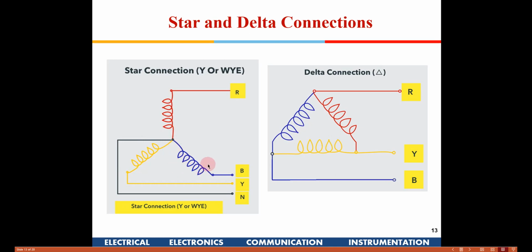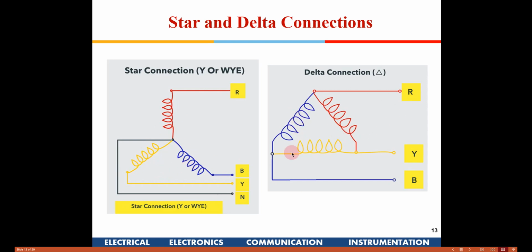Okay, so this is an efficient way of generating and transmitting electricity. Star means there are three coils connected in this manner, as shown in the diagram, and this is known as the neutral. And you have red, blue, and yellow. These three we will discuss in detail when we take up the class on alternating currents. For now, just remember that this configuration is known as star, and this is known as delta.